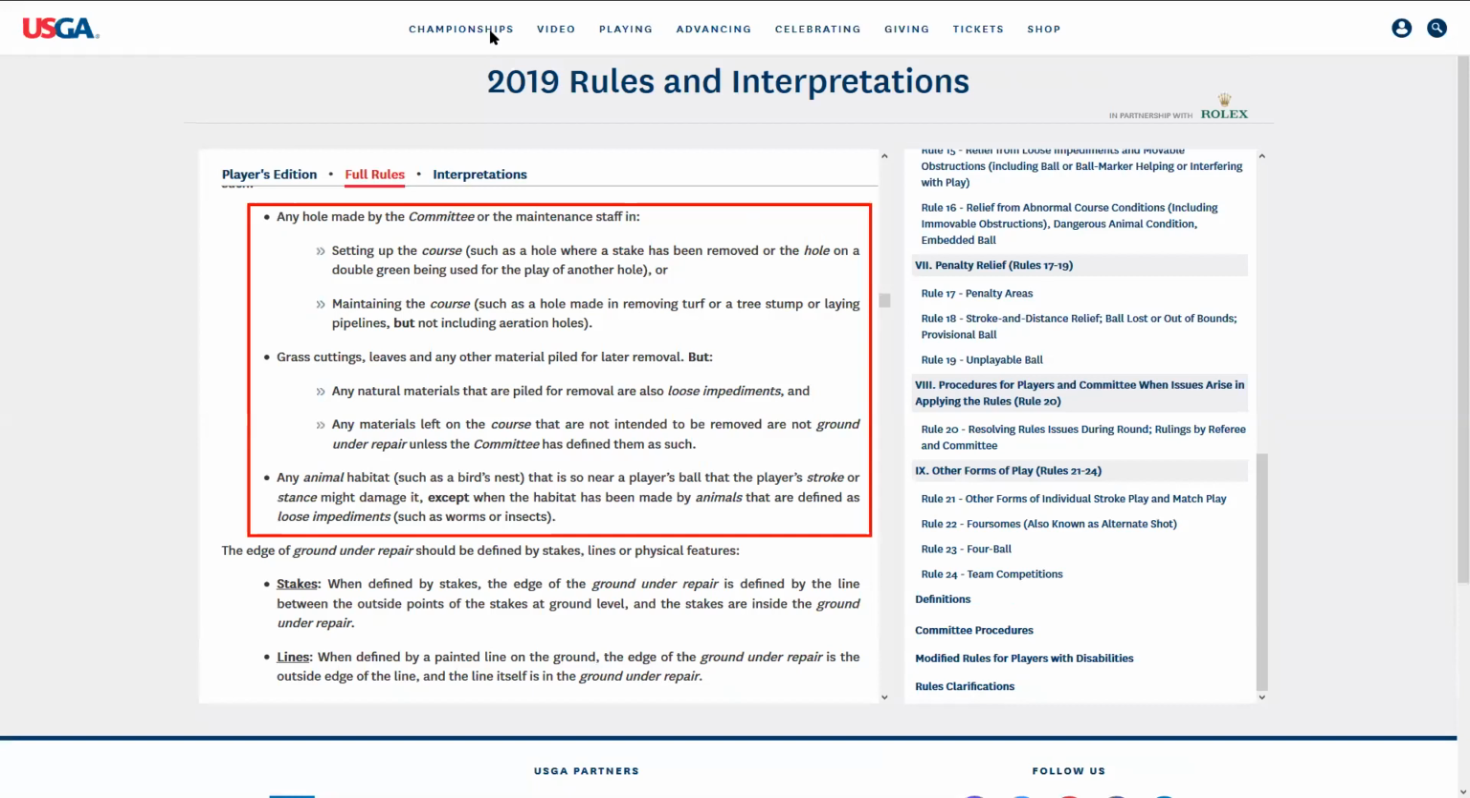Third, grass cuttings, leaves, and other material piled for later removal. That's the key. It has to be piled for later removal. So if the maintenance staff cuts the grass, has its piles of grass, what do they call them? Grass cuttings, and it dumps the bucket into the area by the green, that is not ground under repair unless this stuff was piled for removal, which it never is. It's piled there just so it disintegrates.